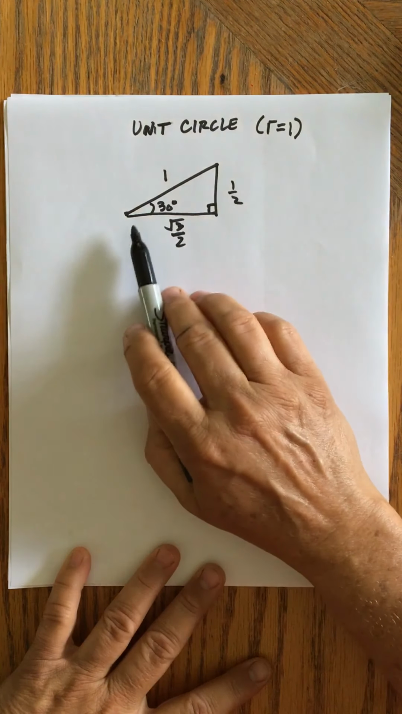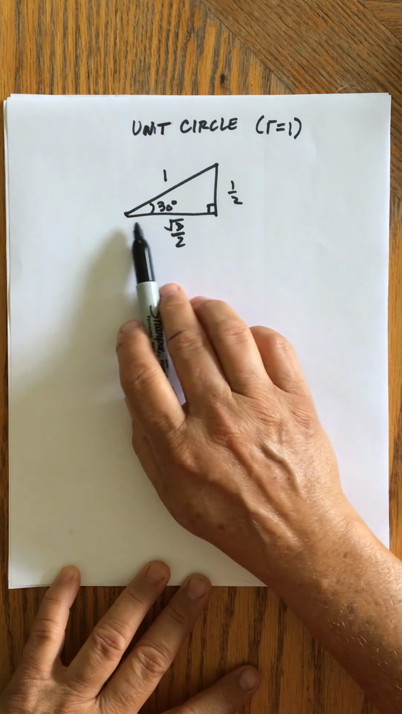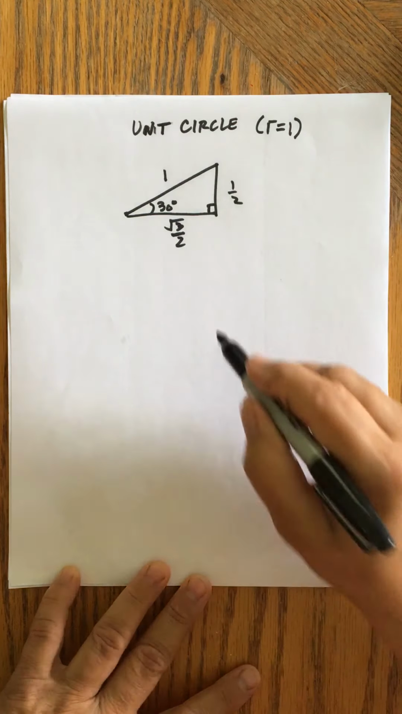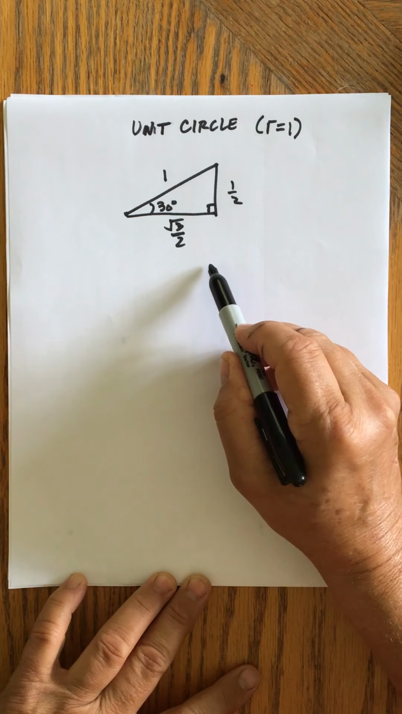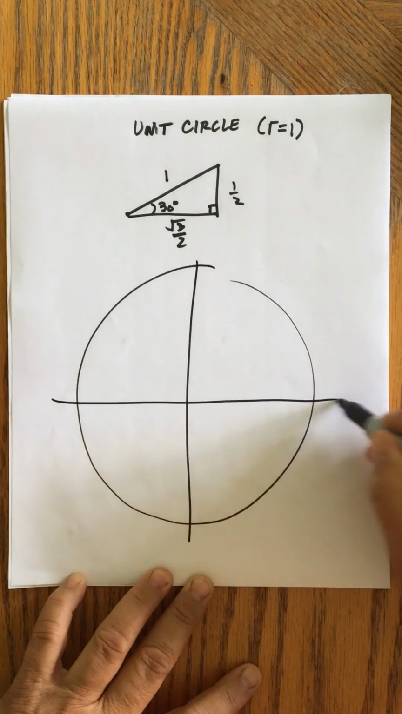So if this is a 30-degree right triangle, then you know the opposite is a half, the adjacent is square root 3 over 2, and the hypotenuse is 1. So how does this fit onto a circle? When you standardize it, let's take a look at what happens.